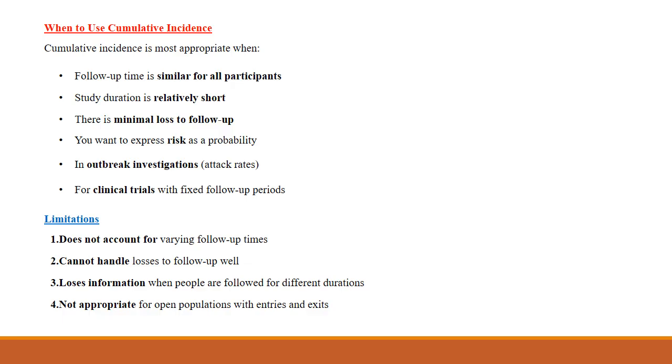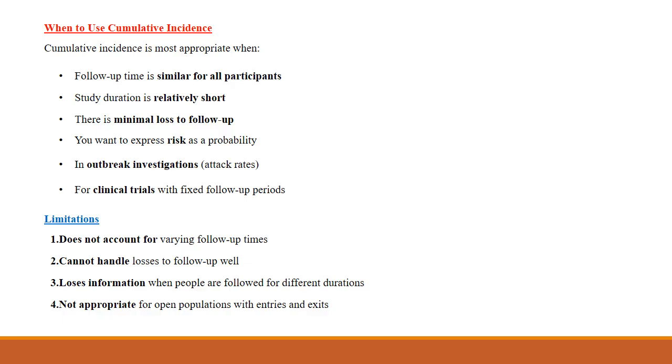But there are some limitations. It does not account for varying follow-up times, like if in a specific population in a specific period of time, a few people have the regular follow-up, but a few others do not follow the rules. There are a lot of reasons. That's why this is a limitation of cumulative incidence. And in that scenario, we can calculate another type of incidence that we will discuss later.